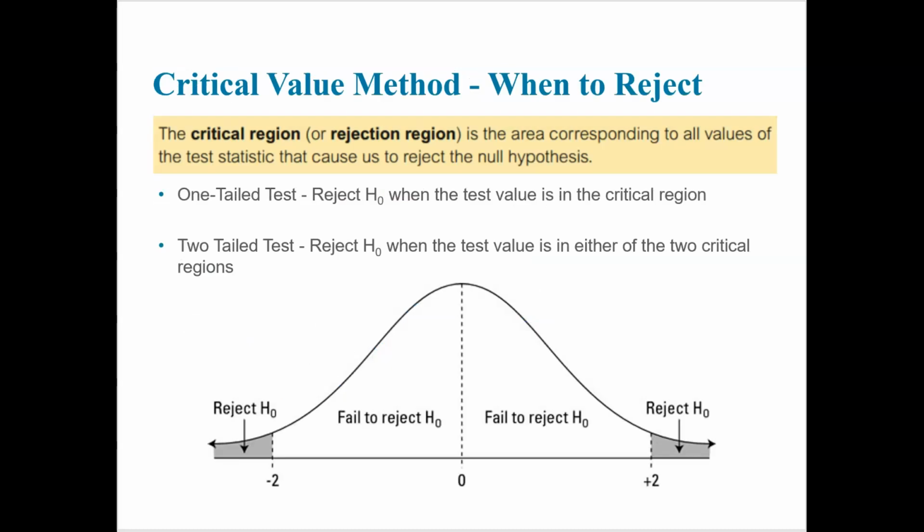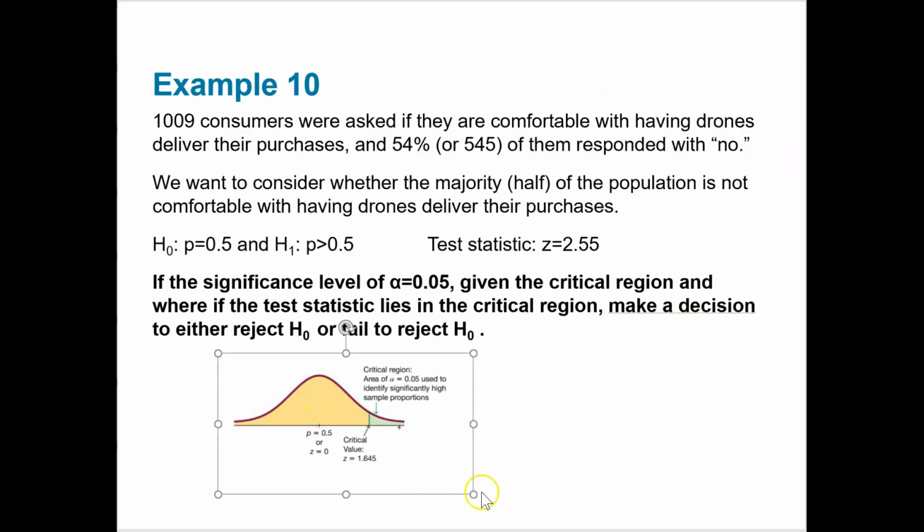So now, when to reject for the critical value method. Remember, we drew our region based on the type of tail test, and then we found our critical value and looked at where our test statistic was. The critical region is where we reject. So if the test statistic falls into the critical region, we reject the null hypothesis. This was the image that we drew before. Remember, we saw that our test statistic was like 2.55. It was inside of the critical region, so we would decide to reject the null hypothesis. The p-value and critical value methods should get the same answer, but just so you can see how that works.